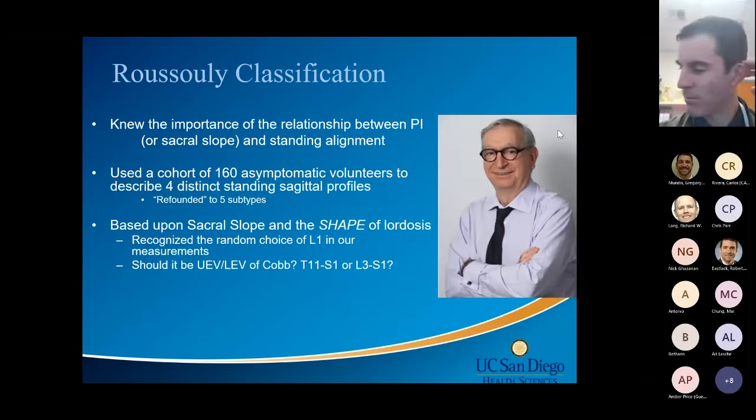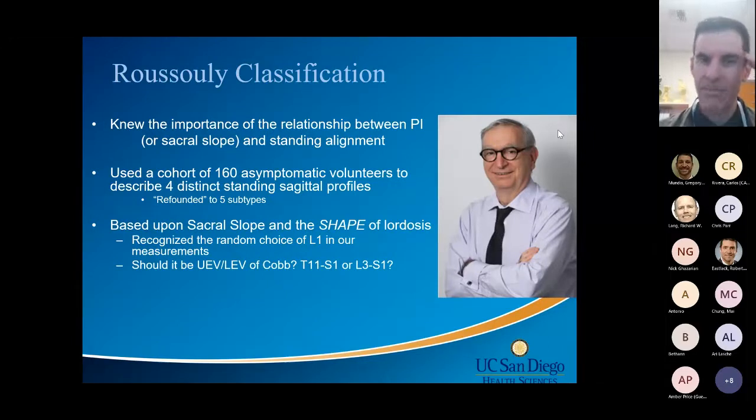The next useful sagittal plane classification system, in terms of how I have come to look at it and think about it even now in AIS, is the Roussouly. It's kind of remarkable in AIS that sometimes you can look at their sagittal planes in the setting of their coronal plane contours and still see a Roussouly 1 or a Roussouly 2. AIS rarely seems to be high PI for some reason.